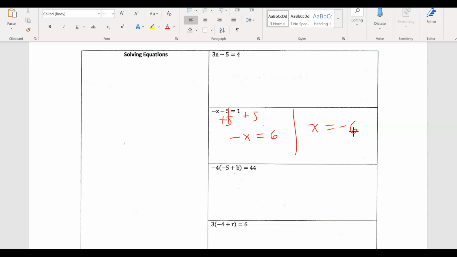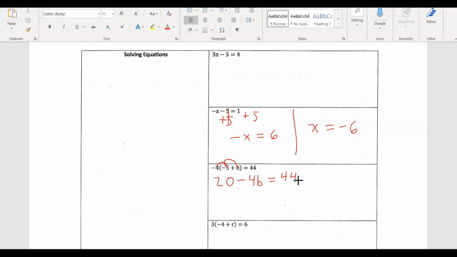Okay. Here we're going to now combine the distributive property, and then we still will have an equation to solve. So I'm going to multiply everything here by negative 4. So what happens? Negative 4 times negative 5 is positive 20. Negative 4 times b would just be minus 4b. And then over here, we still have 44 by itself.